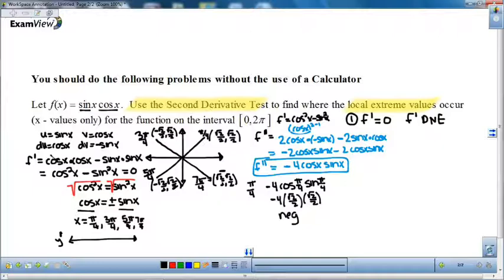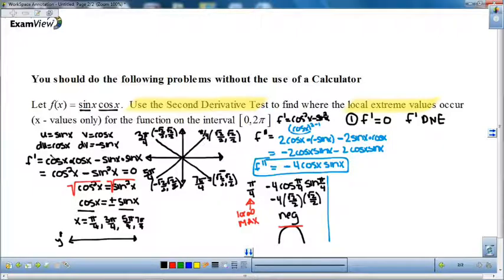Because it's a negative number, that means at this point it is concave down. So that means that this is going to be a local max. So that is where the local max occurs, at pi over 4.